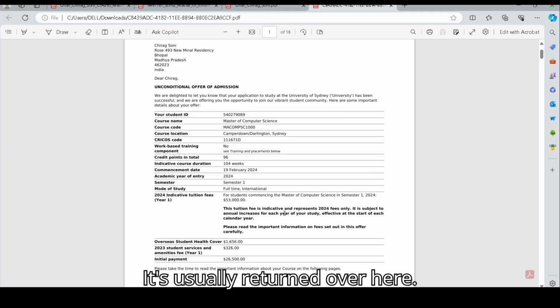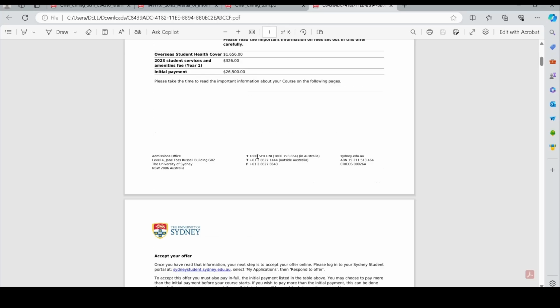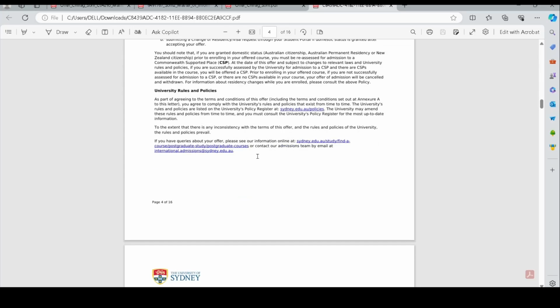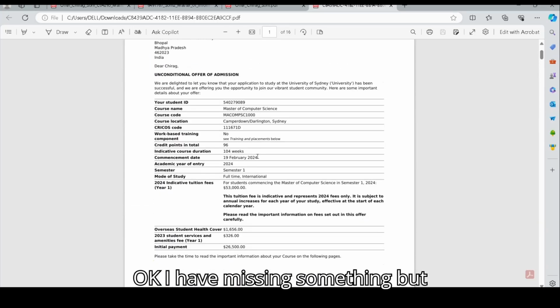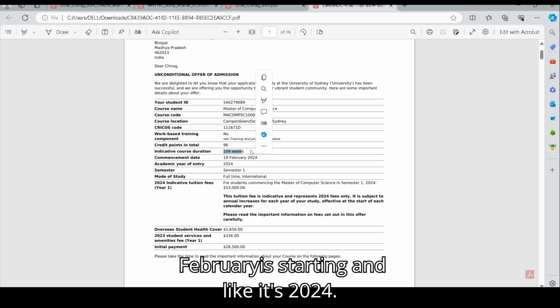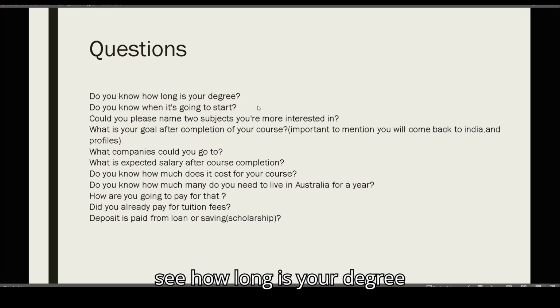It's usually written over here. I'm missing something, but you can get it calculated. It's February 2024 starting, and it's going to be till next year as per 104 weeks. You can calculate that. So like that, you can see how long your degree is.